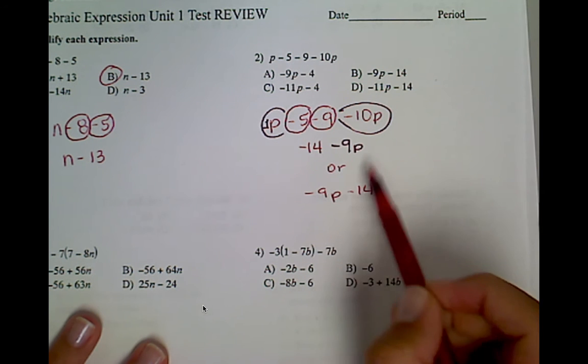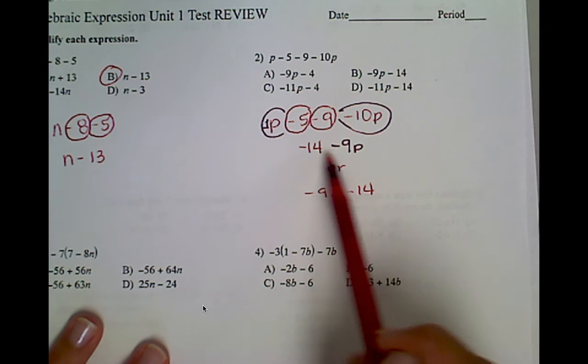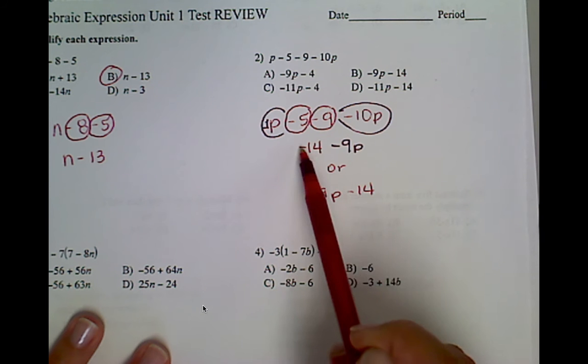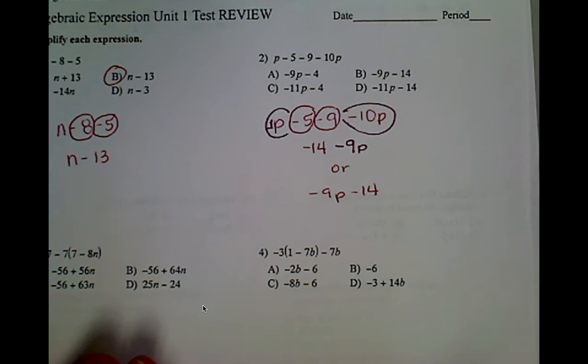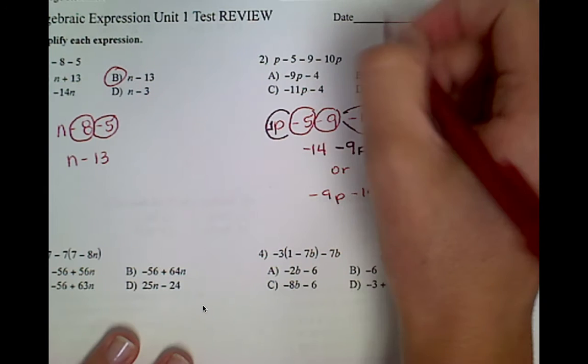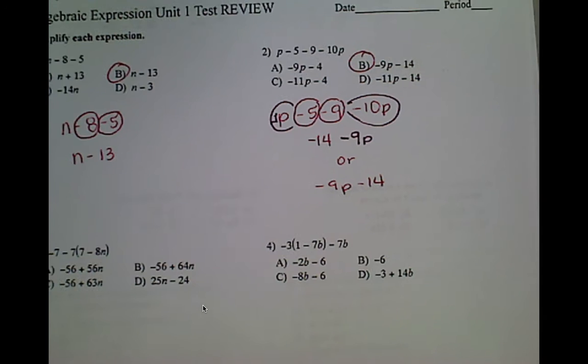Commutative property says it doesn't matter what order you add in as long as the negatives stay with the negatives. Negative 14, negative 14, negative 9p, negative 9p. So we're good there. So your option should be option B, negative 9p minus 14.